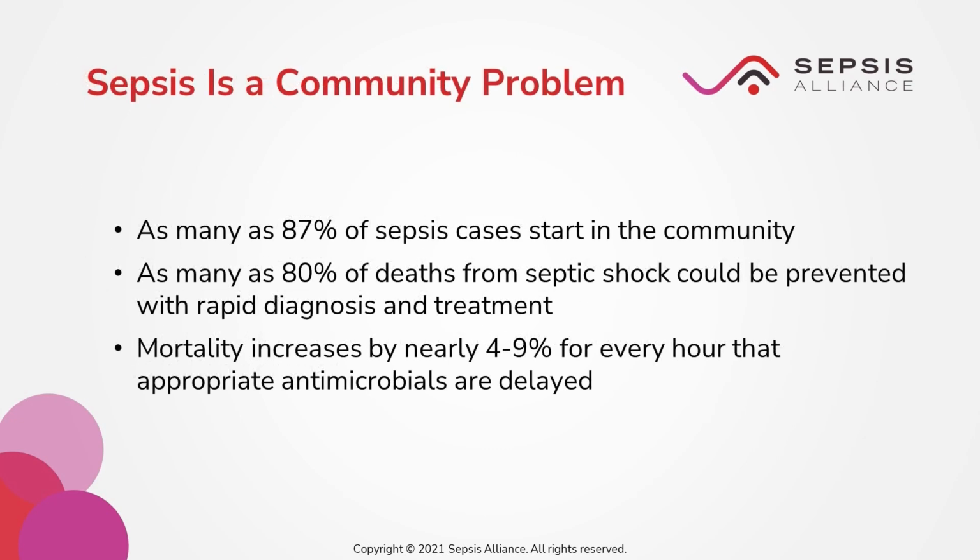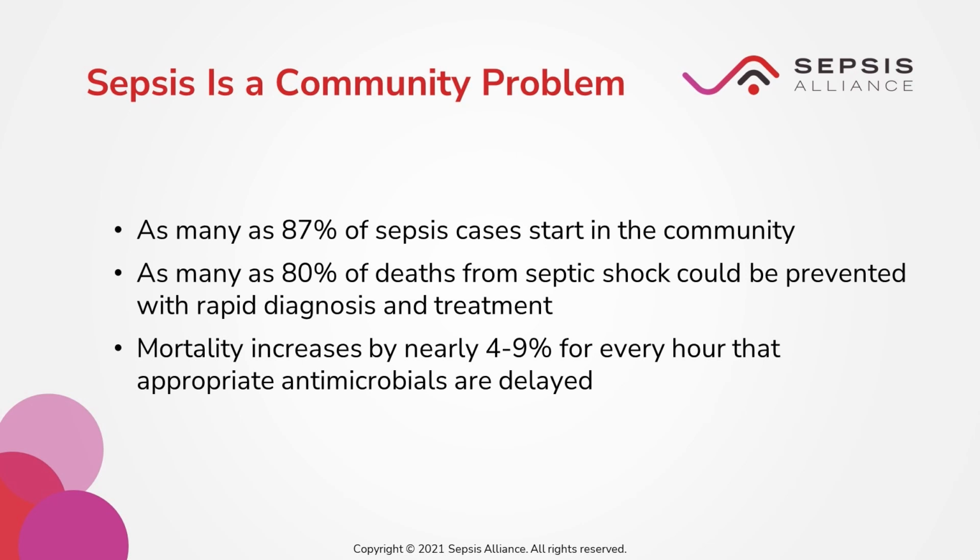So the reason we like to speak to the community, people like you, is because sepsis is a community problem. Many people who do know a little bit about sepsis think that it's a hospital-related issue. But as many as 87% of cases start in the community. So we're talking about at work, at home, at school, while you're traveling. So you're not in the hospital, you're not in a facility. That is where it's starting. So that's why it's so important that people know what to look for and what sepsis is, because you can't advocate for yourself if you don't know it exists, right?